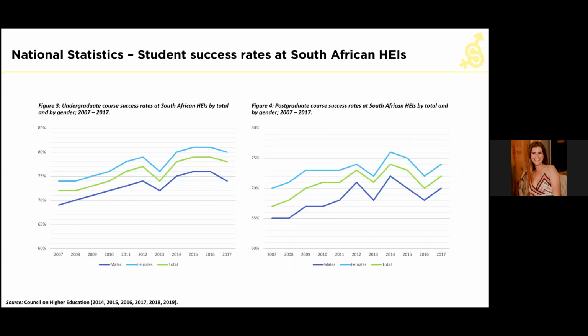Female course success rates at HEIs are significantly higher than for males at both undergraduate and postgraduate levels. Over the period 2007 to 2017, the average course success rate amongst the undergraduate females was 78% in comparison to 73% for males. A similar pattern arises at the postgraduate level, where total average course success rates were 71% overall, but 73% for females and 68% for males. You see females, total, and males at the undergraduate and postgraduate level.